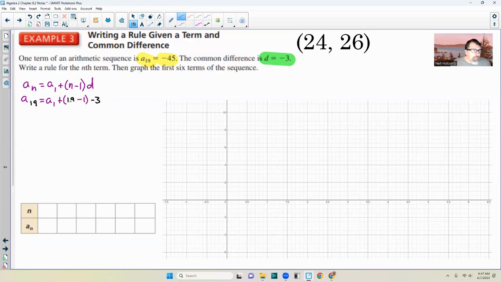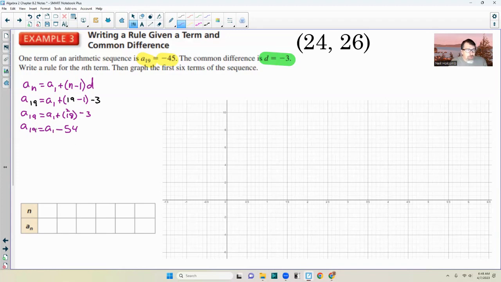So I plugged in 19 here and here, and the negative 3 here, and then we just simplify. So a sub 19 equals a sub 1 plus 18 times a negative 3. So a sub 19 equals a sub 1 minus... 8 times 3 is 24, carry the 2, 3 times 1 is 3, plus 2 is 5, negative 54.